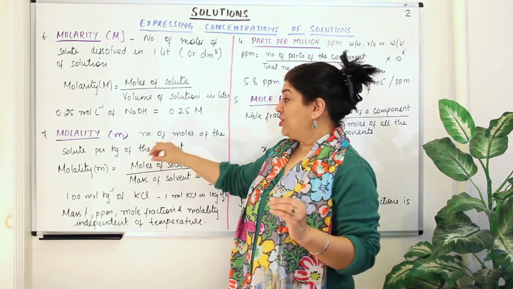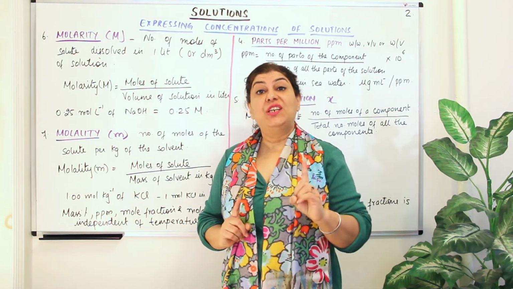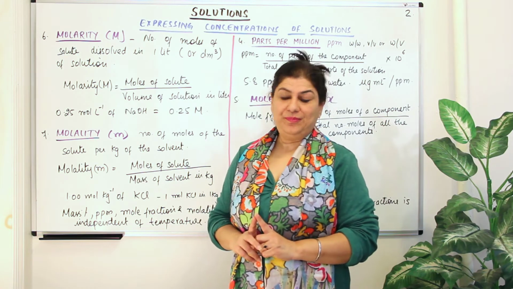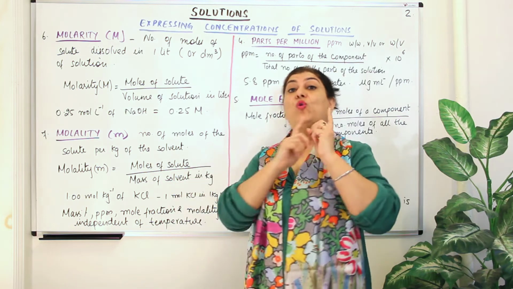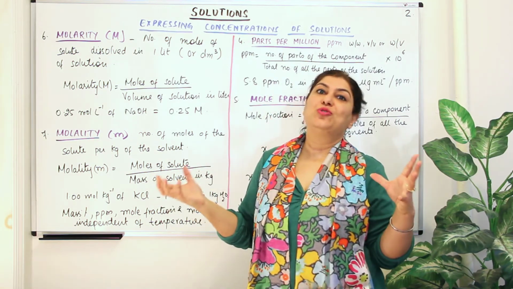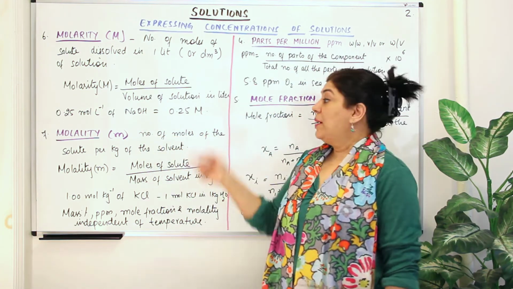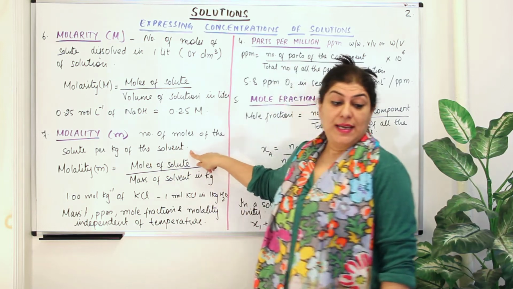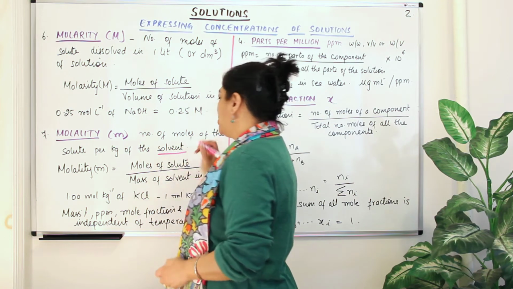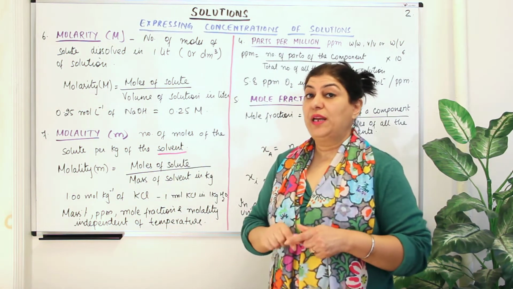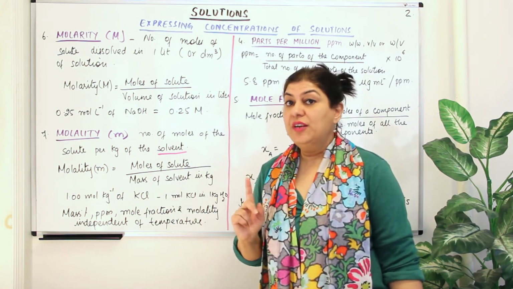In this, what is the definition? It is the number of moles of the solute present in 1 kg of the solvent. So, it is in terms of the mass of the solvent, and mass of only the solvent, not the entire solution. So, molality is the number of moles of the solute per kg of the solvent. Here, the solvent is very, very important because this is the only measurement in which, in the denominator, we have a measurement only for solvent, not for the entire solution.